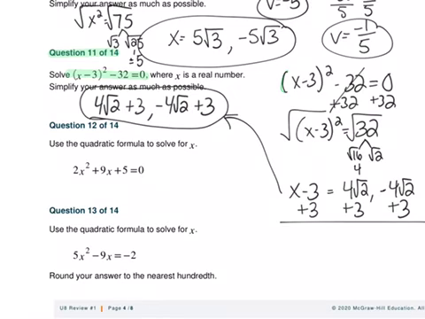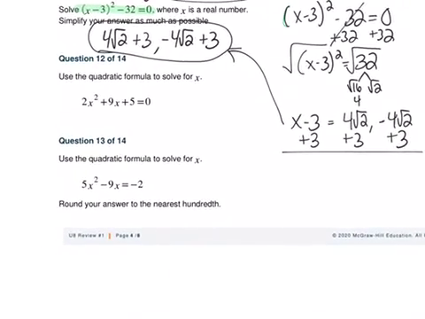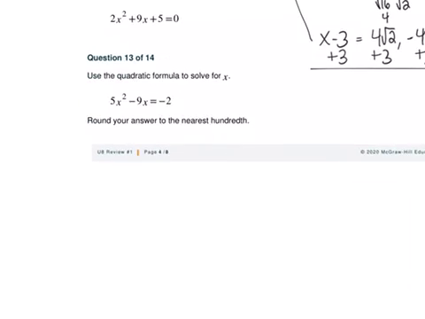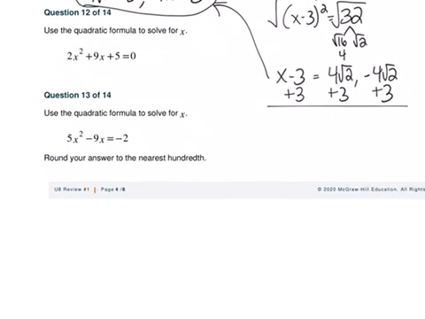And then questions 12 through 14 are from the last couple days that I have done with you guys, okay? And it's definitely using the quadratic formula for questions 12 and 13. You have to use the quadratic formula, okay? And so this takes a lot of scratch work. So you don't have to memorize the quadratic formula. I did give it to you in a cheat sheet.